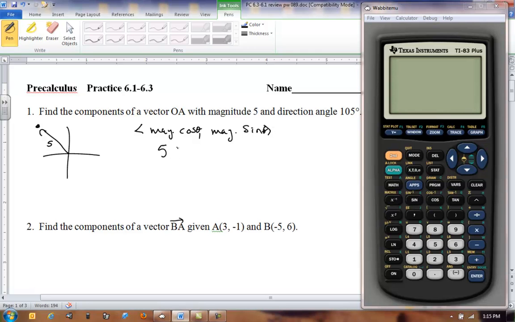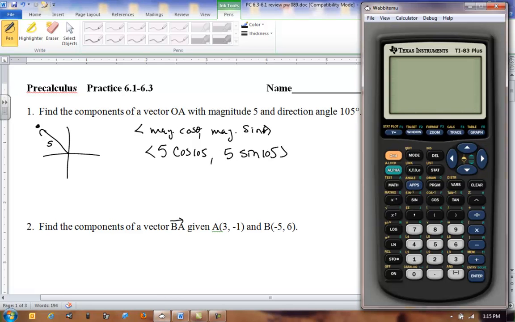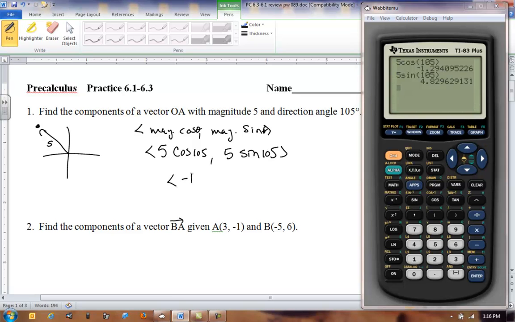5 cosine 105, 5 sine 105. Make sure your calculator is in degree mode. So let's check the mode. It is in degree. Here is your calculation. Negative 1.29 comma 4.82, and that makes sense because we're in the second quadrant, negative, positive.